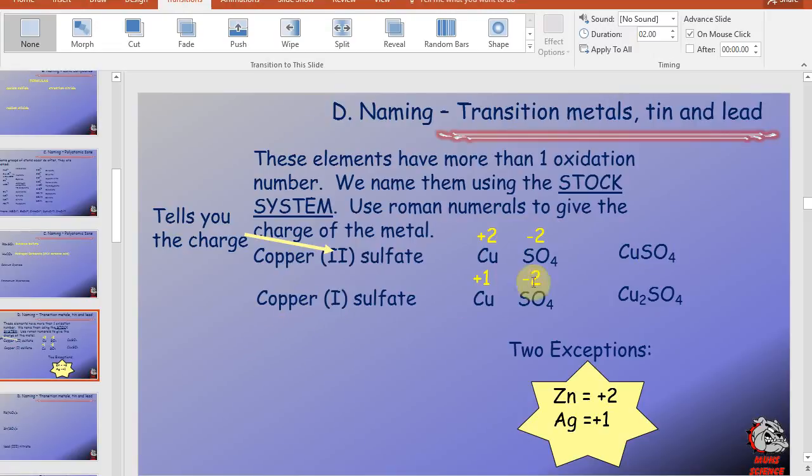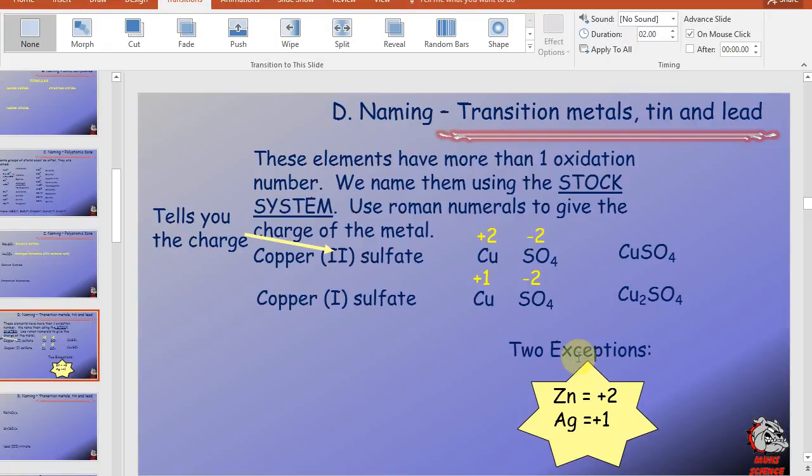Copper 1 sulfate has a +1 charge. Sulfate still has a -2, so we still have to crisscross. And so if we crisscross these numbers, you'd get a 2, and sulfate would still be SO4. So copper 1 sulfate is Cu2SO4. Notice that the Roman numeral is not the subscript number. It's the charge on the metal.